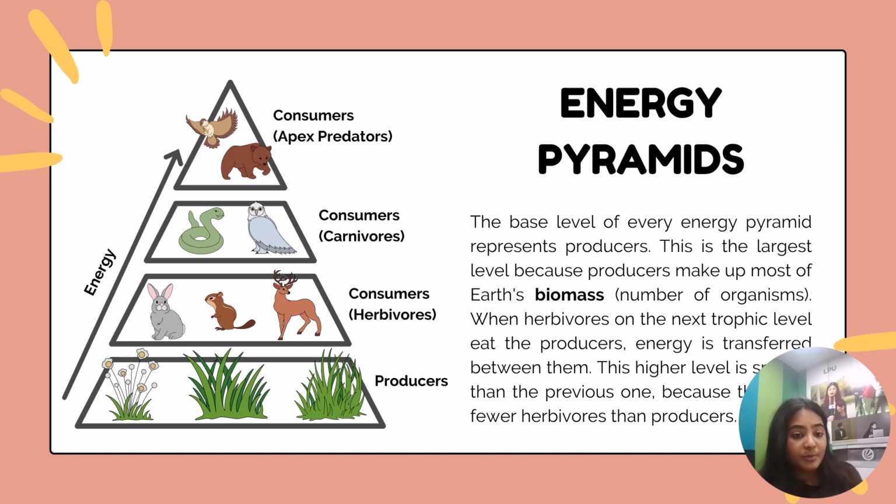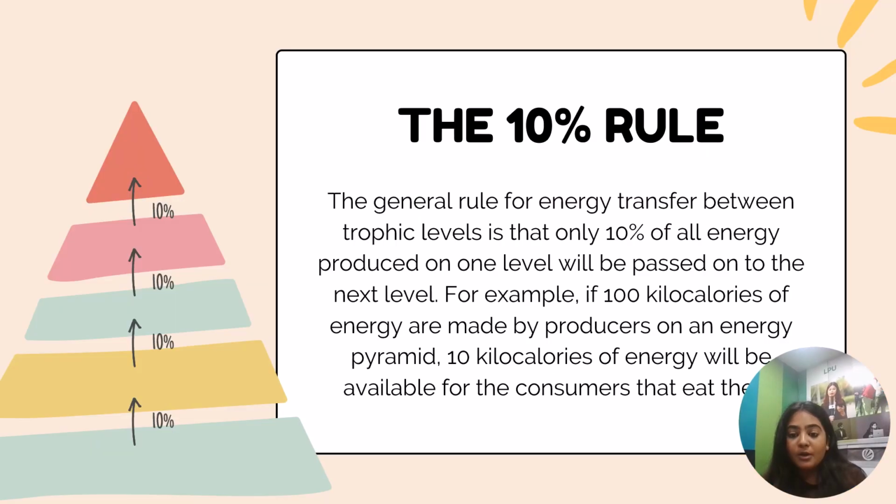Next we have consumers, the apex predators that prey on other animals for their nutrition, and they are at the top. You can also see the arrow showing the flow of energy from the bottom to the top of the energy pyramid, which shows that the energy flows from the very basic level to the top. So now we have understood about the energy pyramids and the various trophic levels of the energy pyramid.